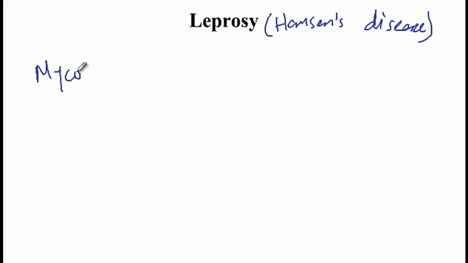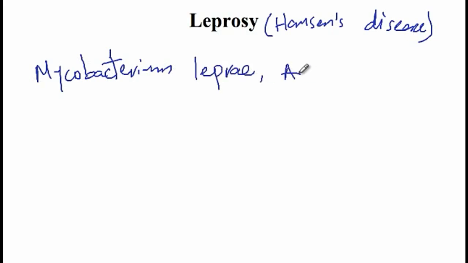Leprosy, also known as Hansen's disease, is an infectious disease that is caused by Mycobacterium leprae, which is an acid-fast bacillus that grows best at 27 to 33 degrees C.